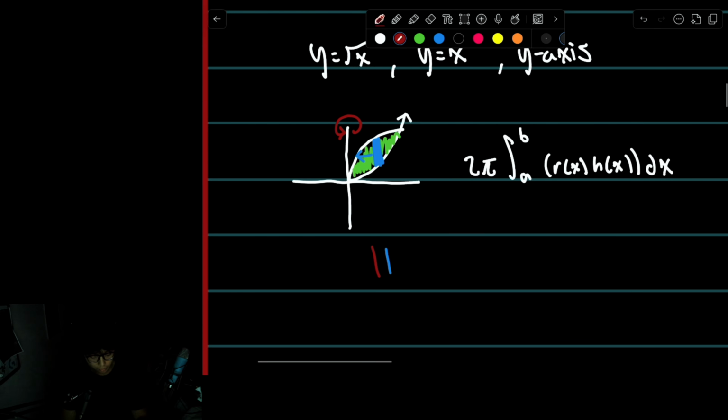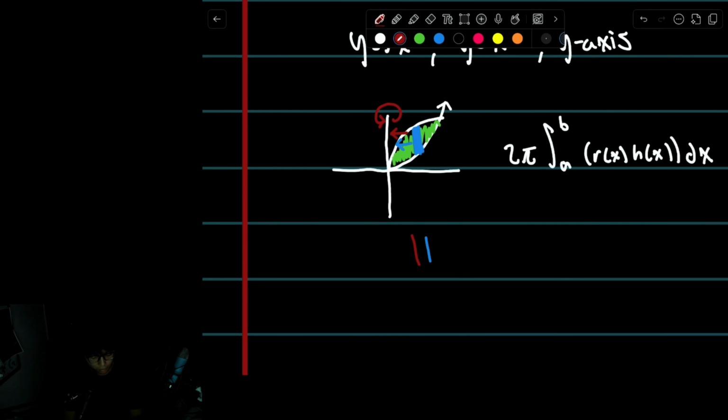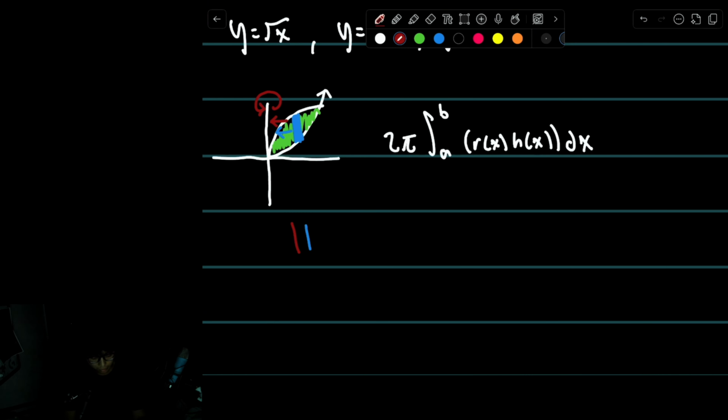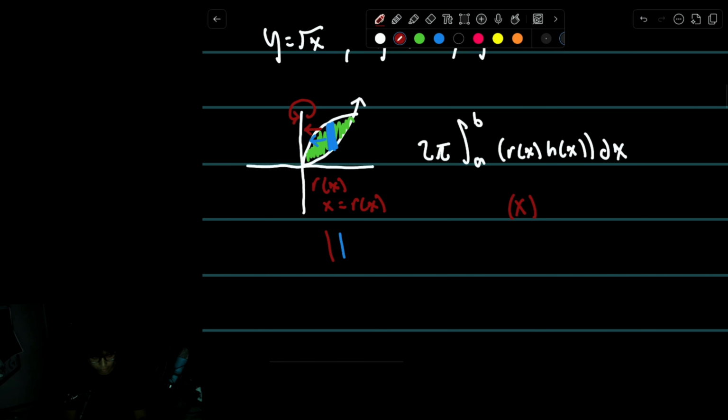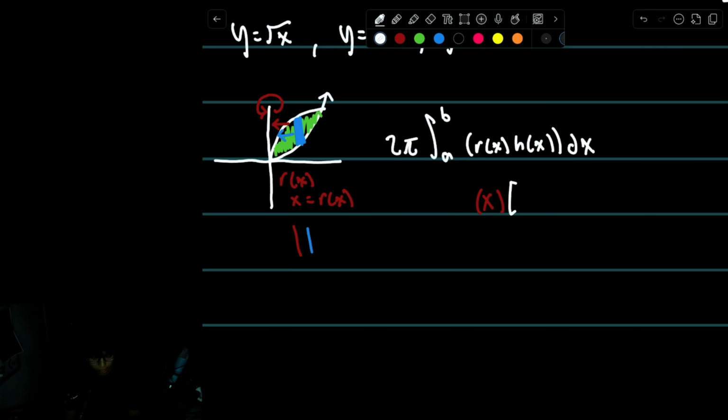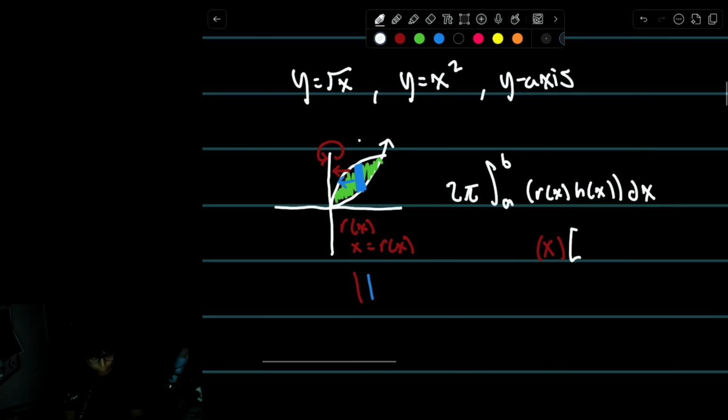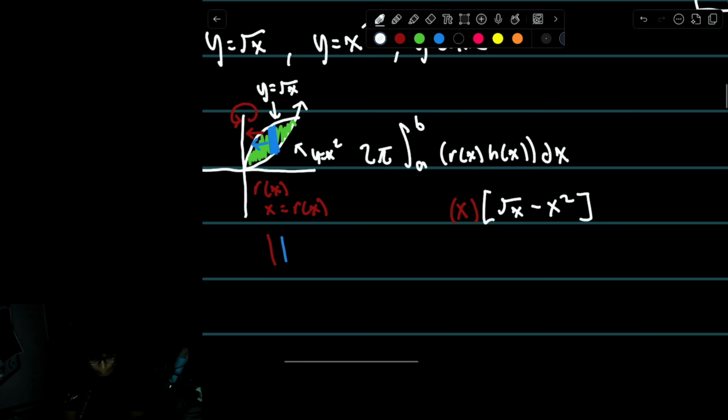And we also know that our radius is basically the distance from the rectangle to the axis of rotation, which we can see in this red arrow. And so we know that our r of x is the same as x. Now to find our height, we literally just do the top curve, which we can see over here is y equals the square root of x, minus the bottom curve, which is y equals x squared. So let's do that. And then the integral from a to b, 2 pi dx.